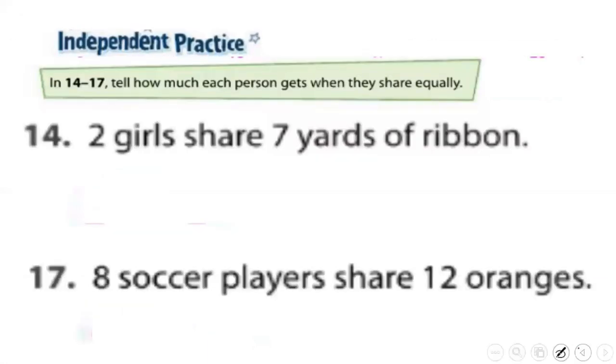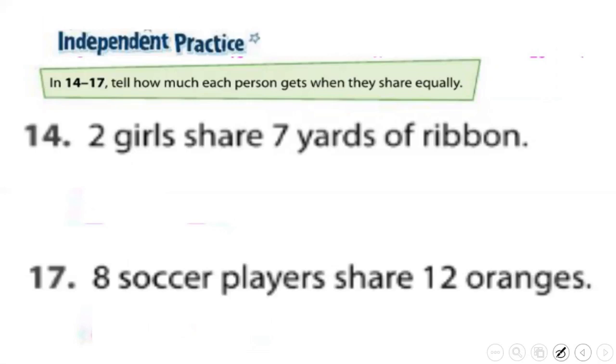From 14 to 17, tell how much each person gets when they share equally. We can share the amount of things, not share the persons. Remember, when you share a person, you may kill him and go to the prison.